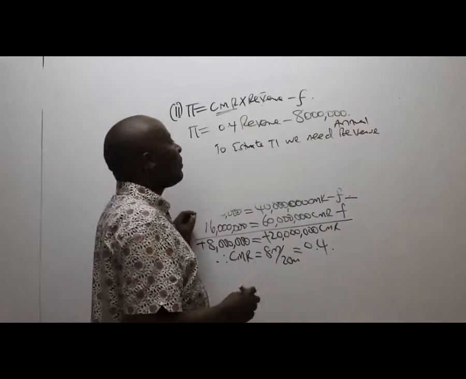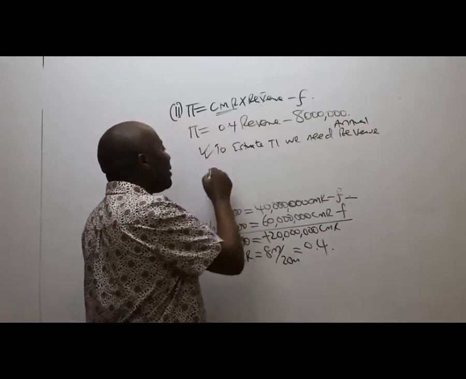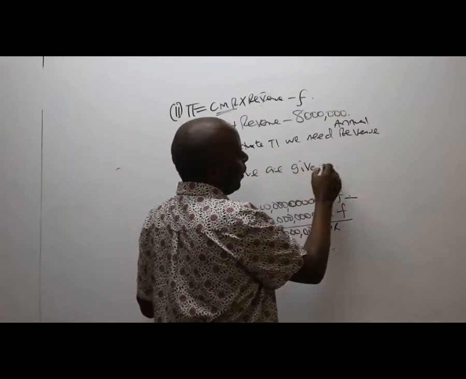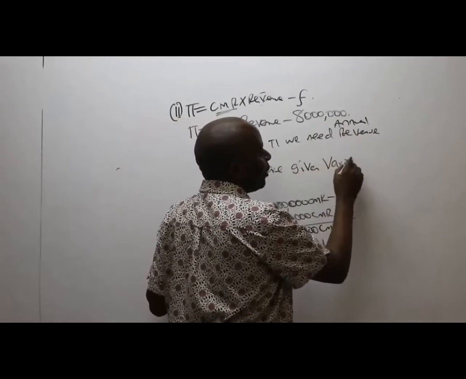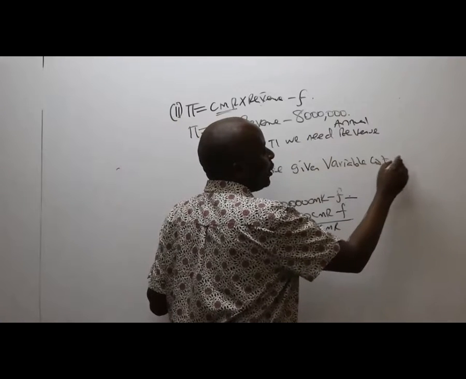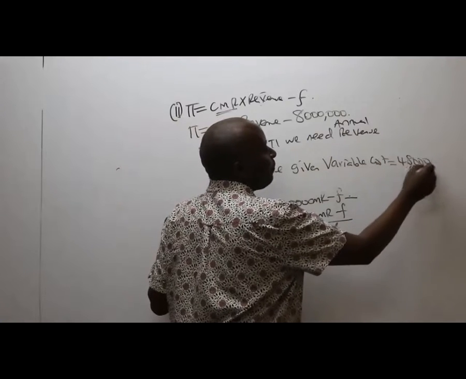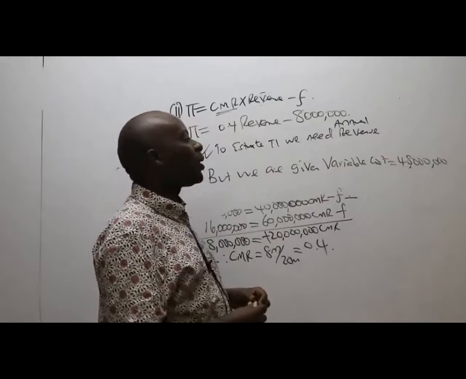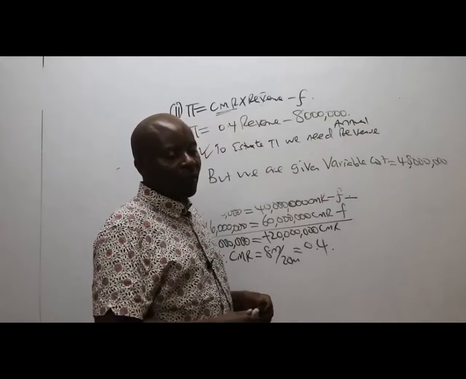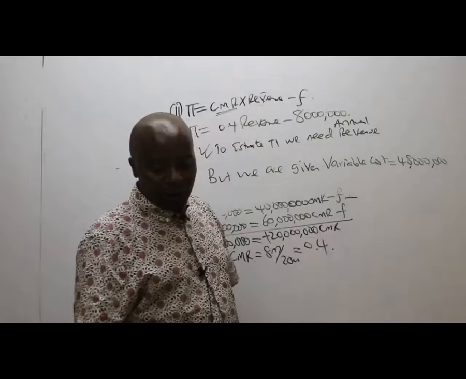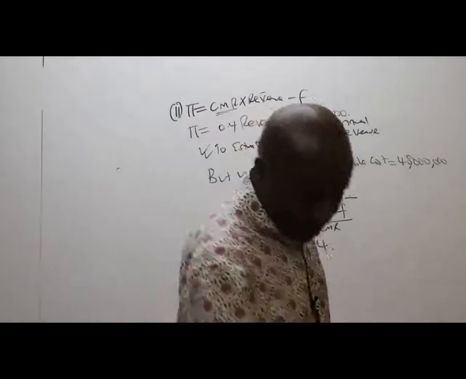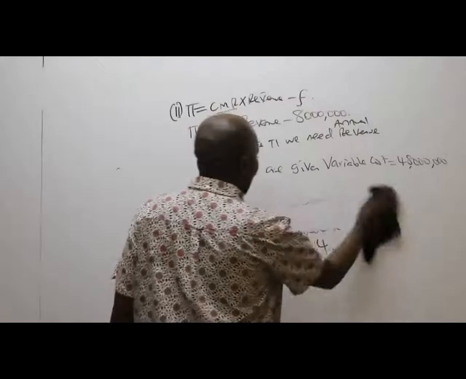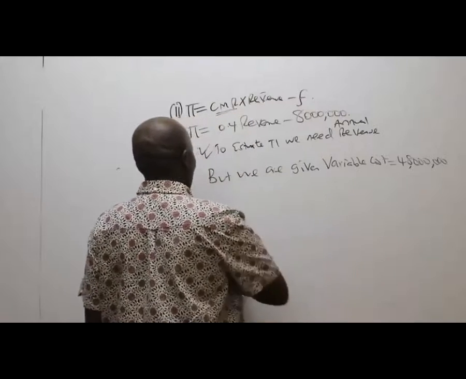But you see, the examiner has given us variable cost, which equals 48 million. That is what they have given us. They have given us variable cost of 48 million.